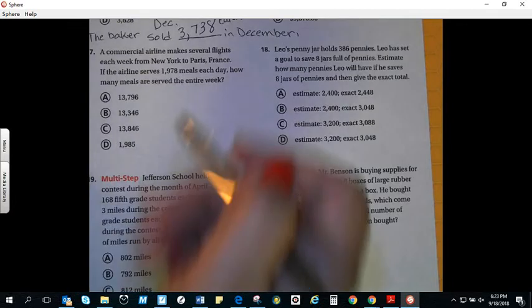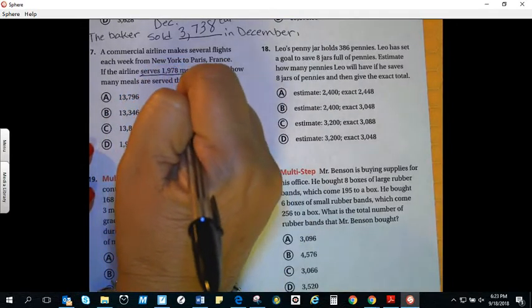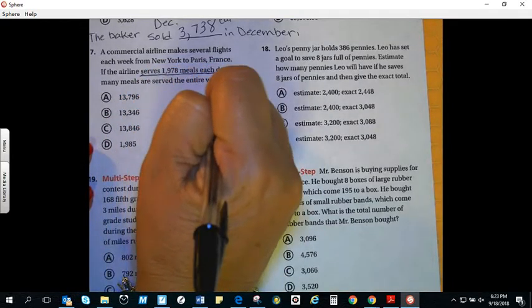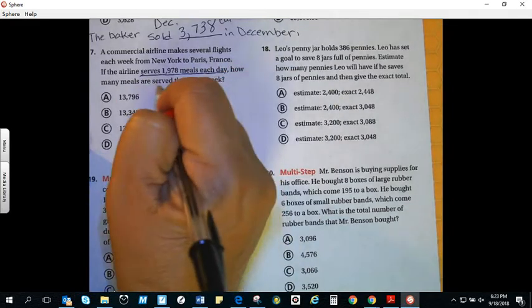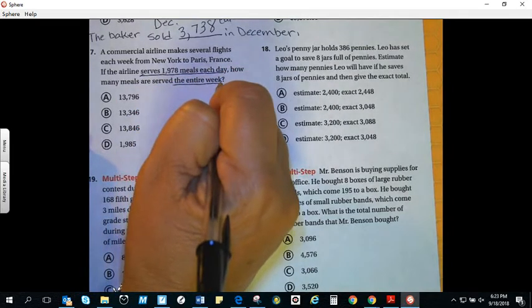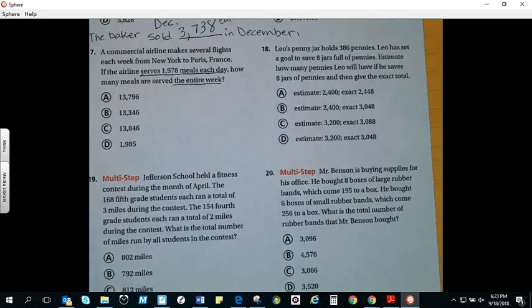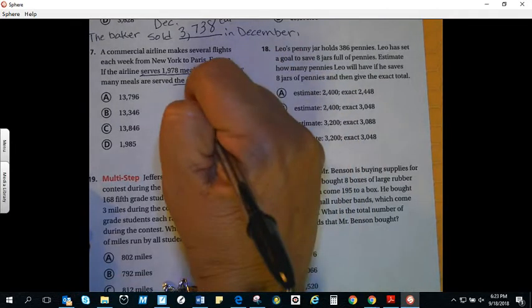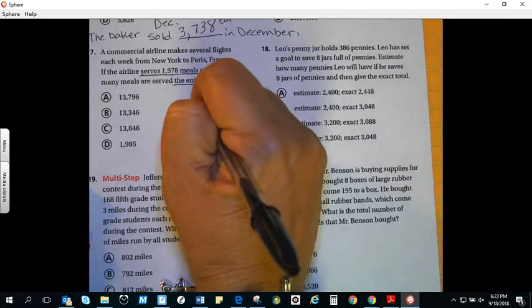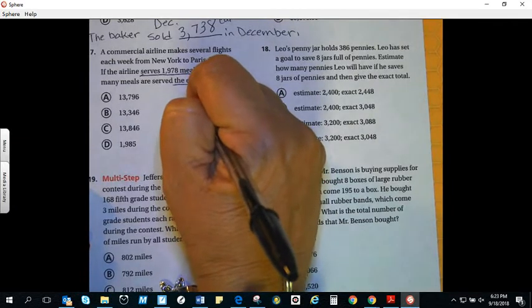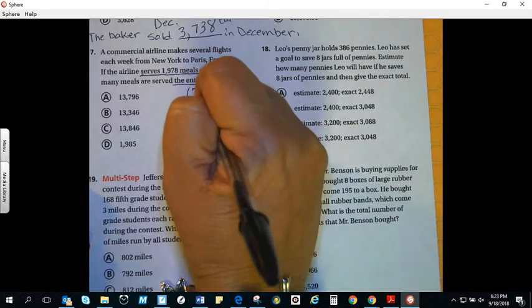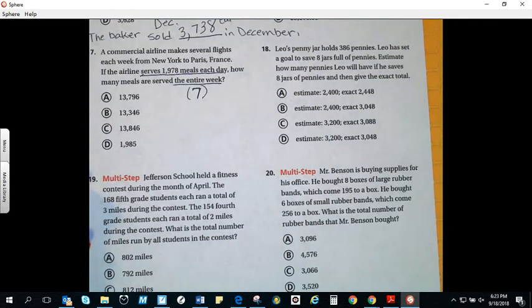And if the airline serves 1,978 meals each day, and now we want to know entire week. How many are served in the entire week? How many days are in a week? Is it 5 days? I hear somebody say yes. I'm saying no. 7 days. Don't forget. In the entire week. It didn't say business days. It didn't say school days. It said entire week. There are 7 days in the week.